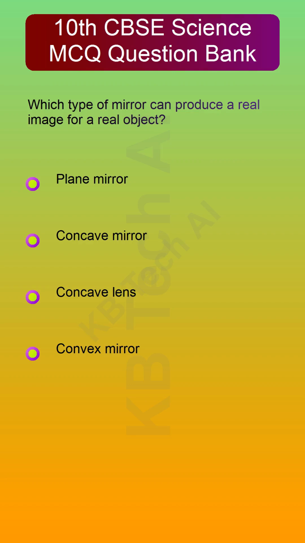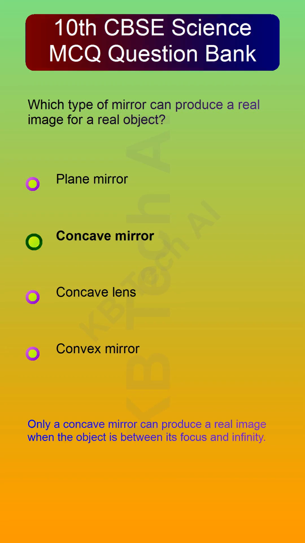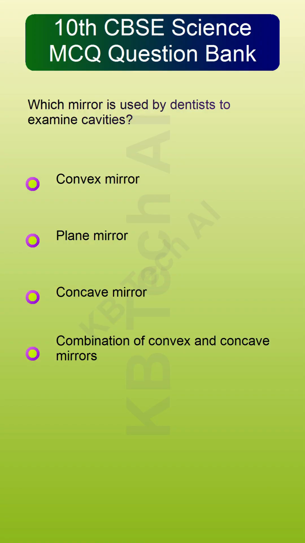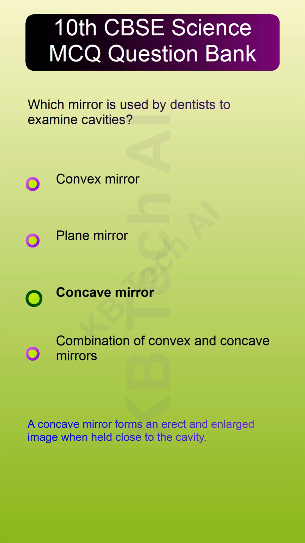Which type of mirror can produce a real image for a real object? Option 1, plane mirror, Option 2, concave mirror, Option 3, concave lens, Option 4, convex mirror. The answer is, Option 2, concave mirror. Which mirror is used by dentists to examine cavities? Option 1, convex mirror, Option 2, plane mirror, Option 3, concave mirror, Option 4, combination of convex and concave mirrors. The answer is, Option 3, concave mirror.